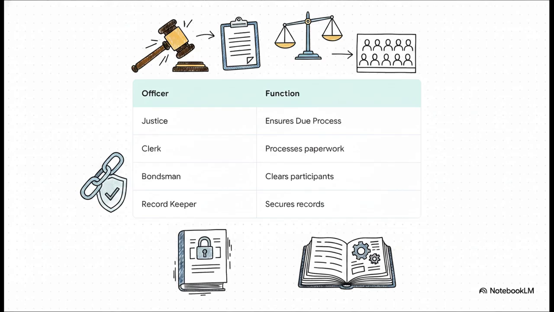The justice is there to ensure due process and manage the flow of the court. But, and this is a huge point, they do not rule on facts. That is strictly the jury's job. Meanwhile, the clerk is processing the paperwork, the bondsman clears participants, and the record keeper is there to secure the official logs. Everyone has a very specific lane.